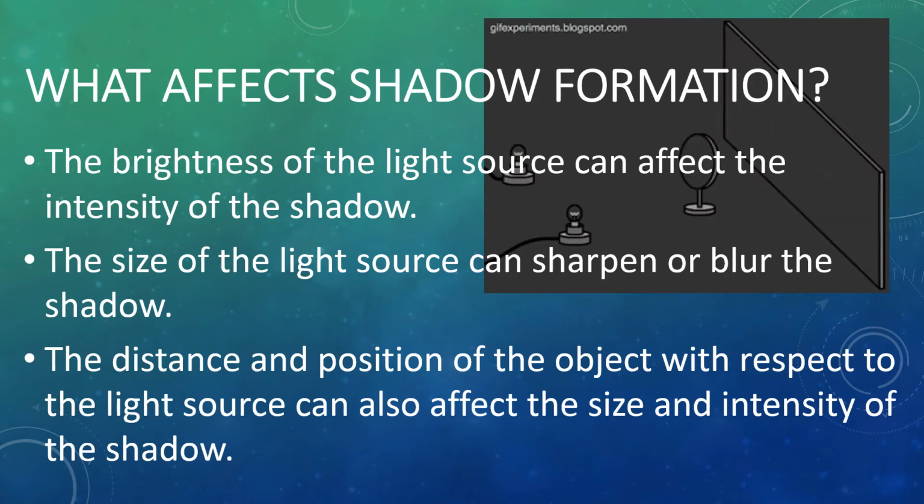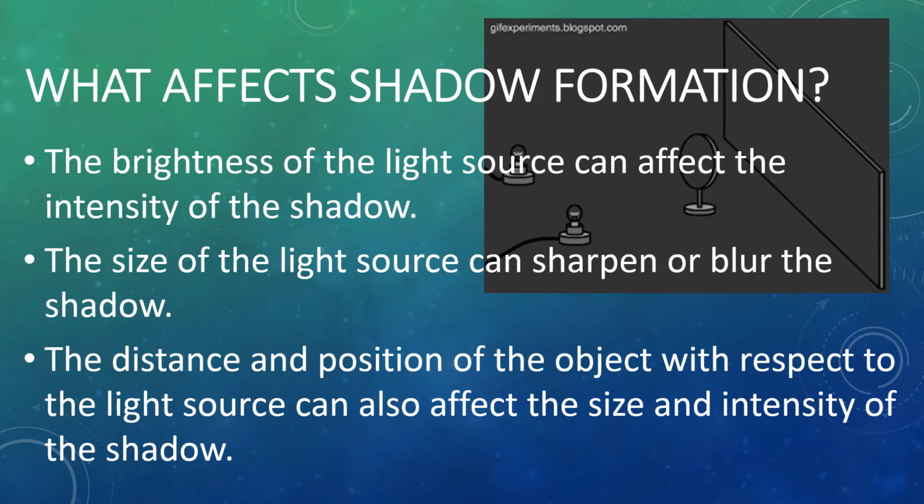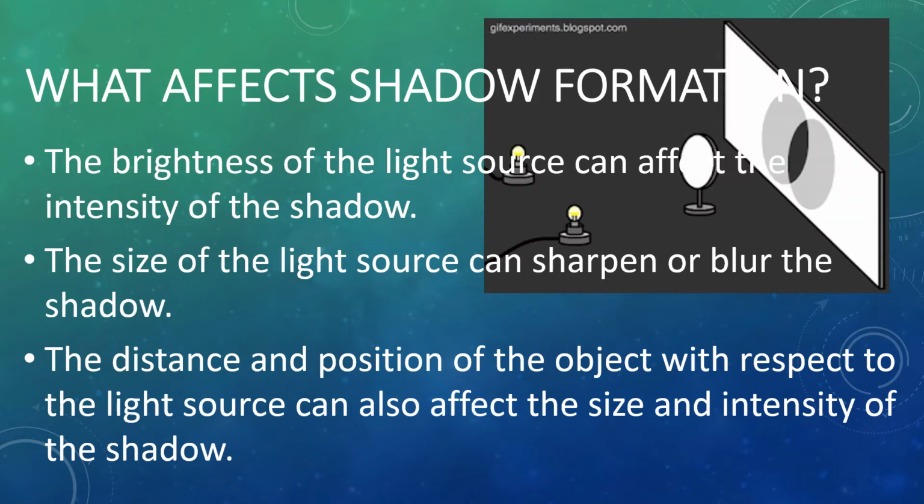What affects shadow formation? The brightness of the light source can affect the intensity of the shadow. The size of the light source can sharpen or blur the shadow. The distance and position of the object with respect to the light source can also affect the size and intensity of the shadow.